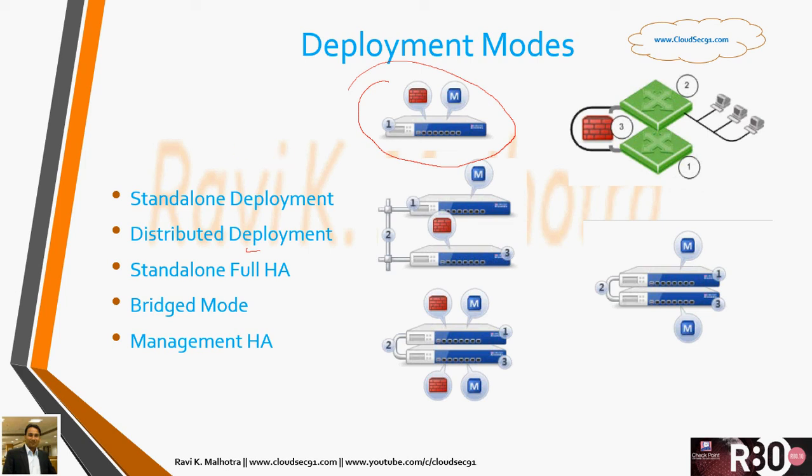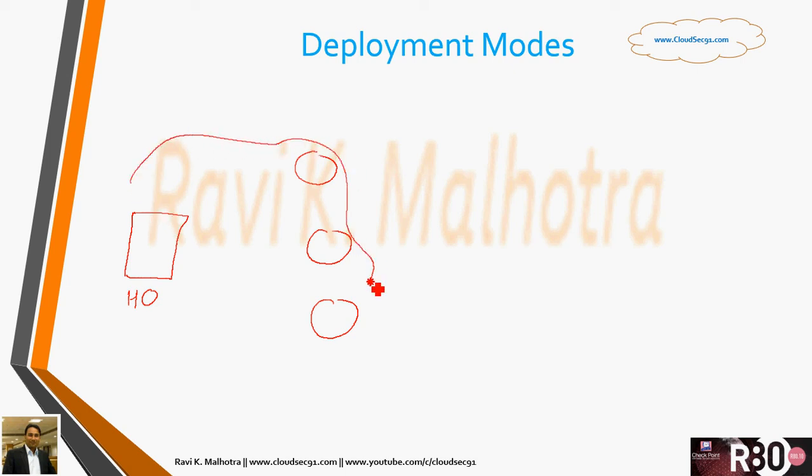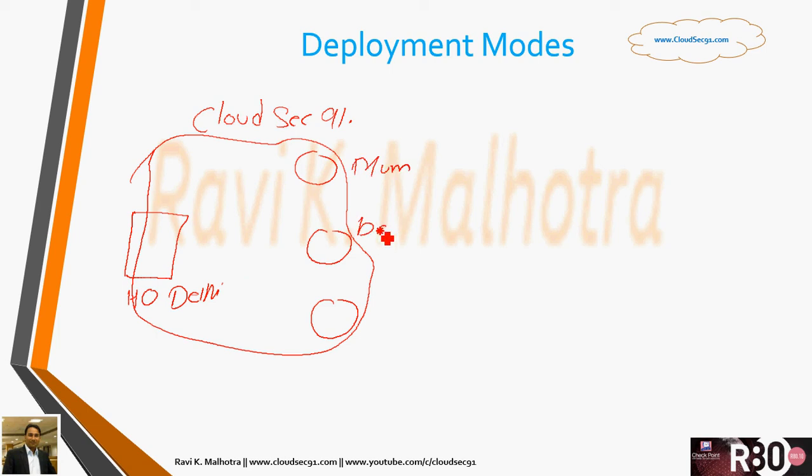Now think about a scenario where you have one head office, and then they have small other branches as well. Let's say 3 branches, including this as well. Now they need to deploy security across this organization. Let's say this is one organization called CloudSec 91. This is the head office in Delhi. This is in Mumbai. This is in Bangalore, and this is in Chennai.